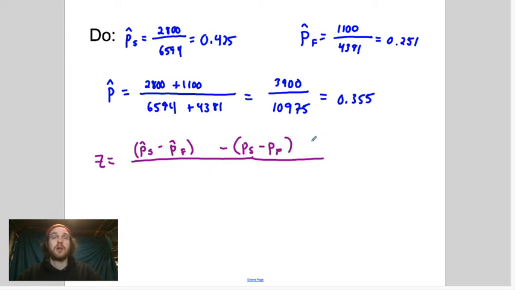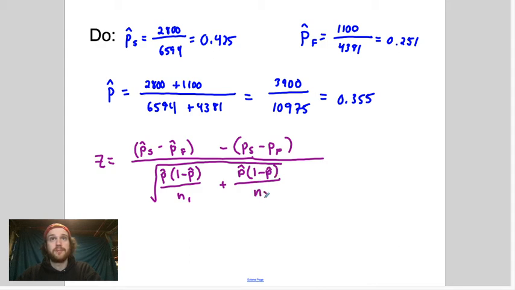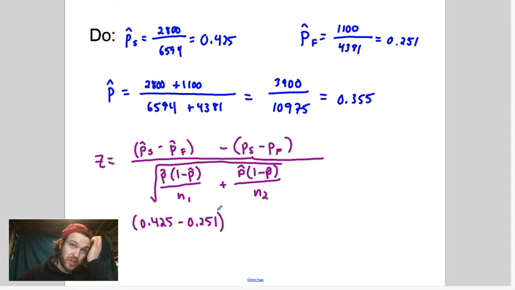Over the square root of pooled p-hat times 1 minus pooled p-hat over n1, plus pooled p-hat times 1 minus pooled p-hat over n2. Let's plug stuff in. This ends up being 0.425 minus 0.251. And by the way, you could have switched the order of these. It wouldn't really matter. The hypothesized difference, since we're assuming the null hypothesis is true, is 0.